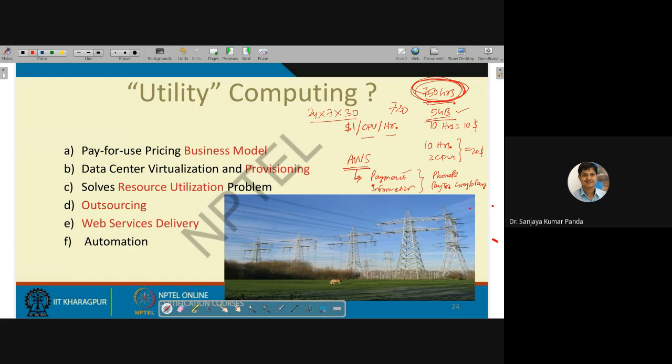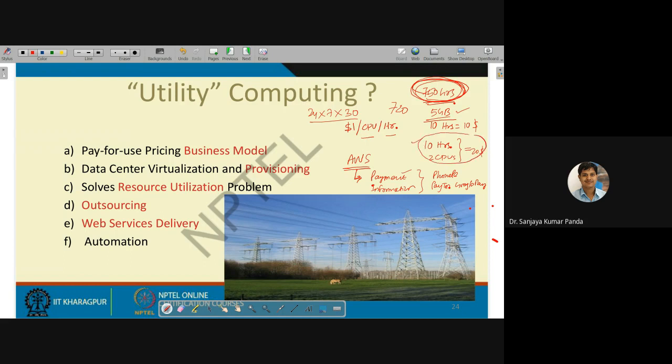The reason they are giving 750 hours is they know that you cannot use 24 into 30 days, right? But you can create multiple instances. Rather than focusing on a single instance, you will focus on more than one instance. Parallelly, you are running more than one instance. Suppose I am running in parallel, like you mentioned here.